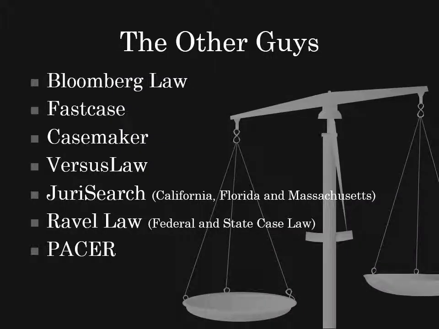So Lexis and Westlaw are not the only people in the game. There are others. Bloomberg Law is a real up-and-comer. Fastcase and CaseMaker are also getting to be popular. They are usually linked to a state bar website. Georgia actually has Fastcase on theirs. Lots of other states have CaseMaker, but if you are licensed in that particular state, you can go to the state bar and actually use that.